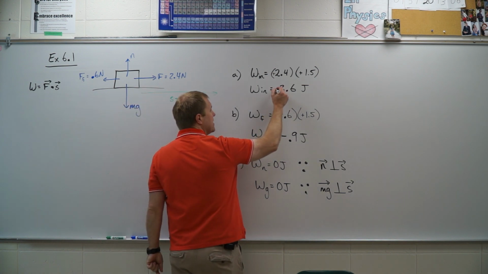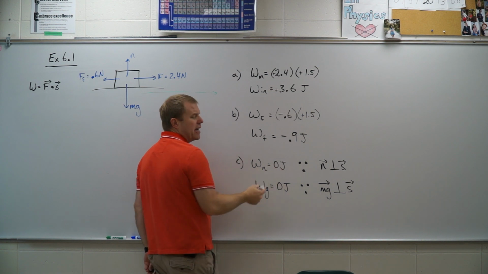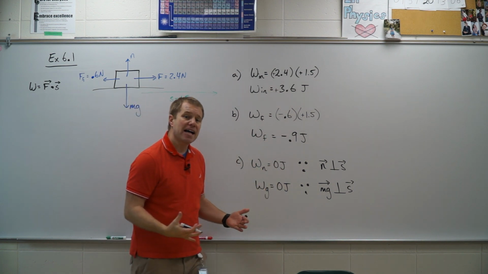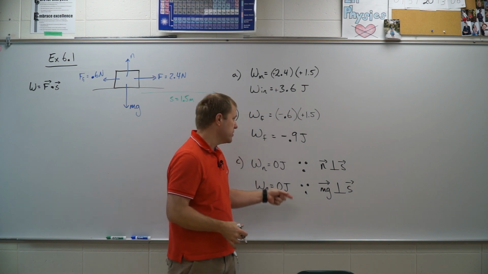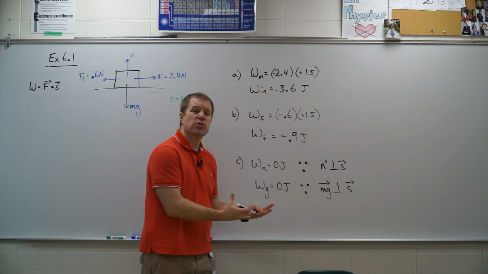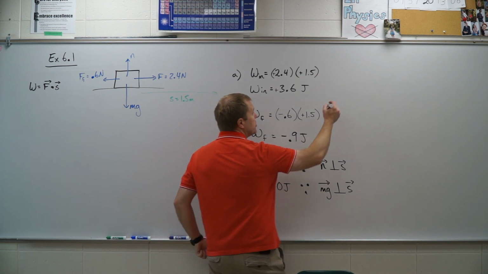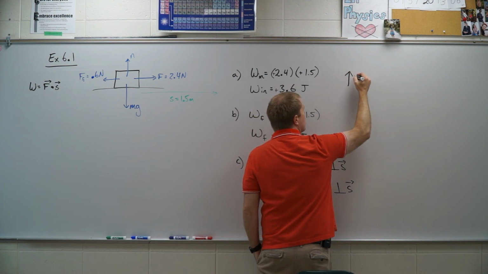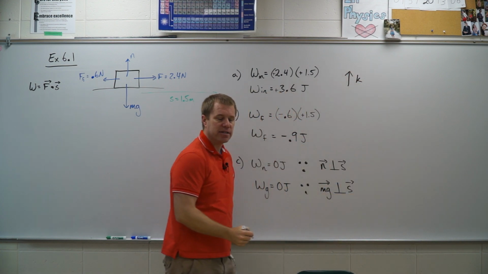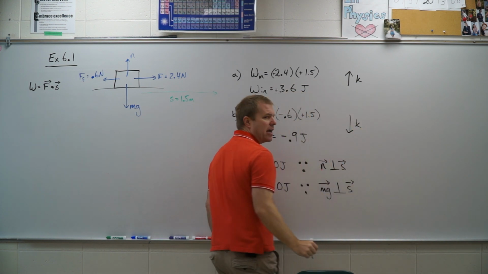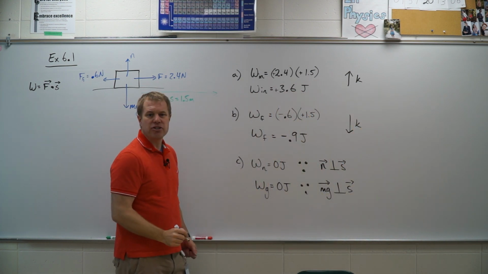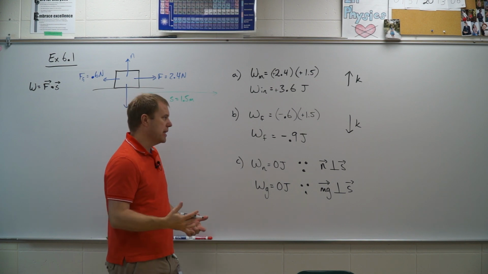So I have a positive work, I have a negative work, and I have 0 work. Whenever you have a positive work, it's telling you you're adding kinetic energy to that object. Whenever you have a negative work, it means you're removing kinetic energy. So this one here is trying to increase the kinetic energy of that textbook. This one here is trying to decrease the kinetic energy of that textbook. These are not changing the kinetic energy of the textbook in any way.